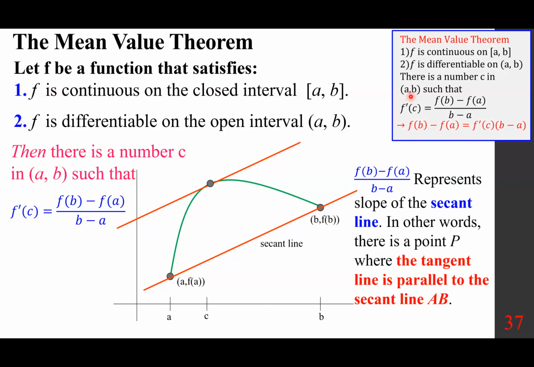So the mean value theorem says if f is continuous in the closed interval of A to B, and f is differentiable in the open interval of A to B, there is a number C in AB such that f prime of C is f of B minus f of A over B minus A. If you cross multiply, it gives you this. I hope you realize these two are equivalent. Okay, class? These two are pretty much the same.